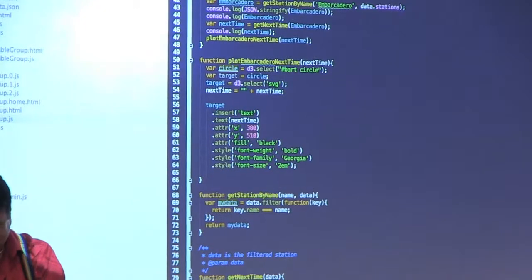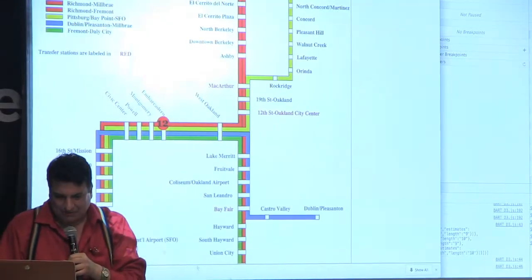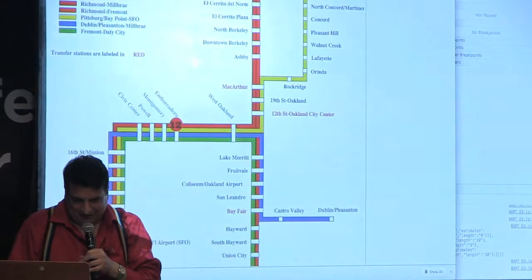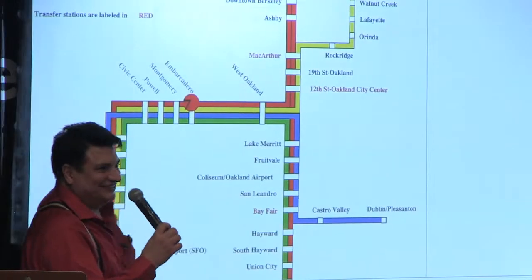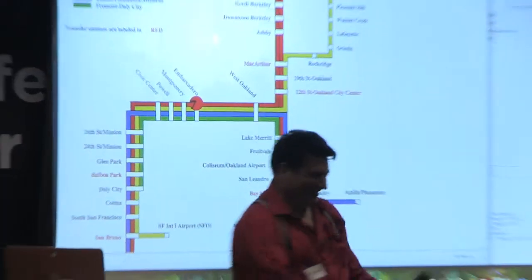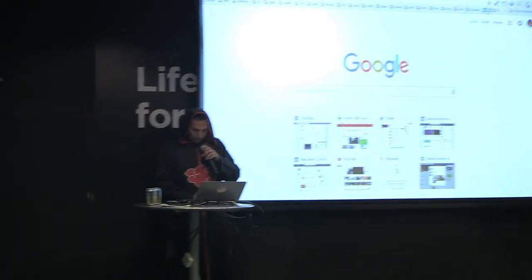Let's look at it again and see if the time updated. Yep, 7 minutes. The next train to Embarcadero is 7 minutes. Thank you. This is what I wanted to show you.